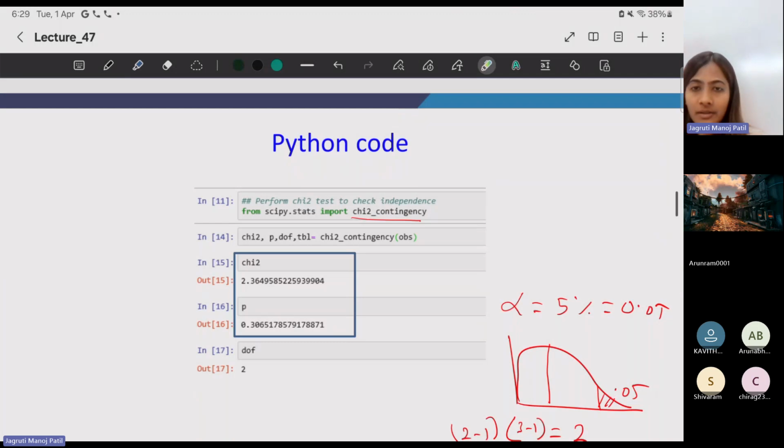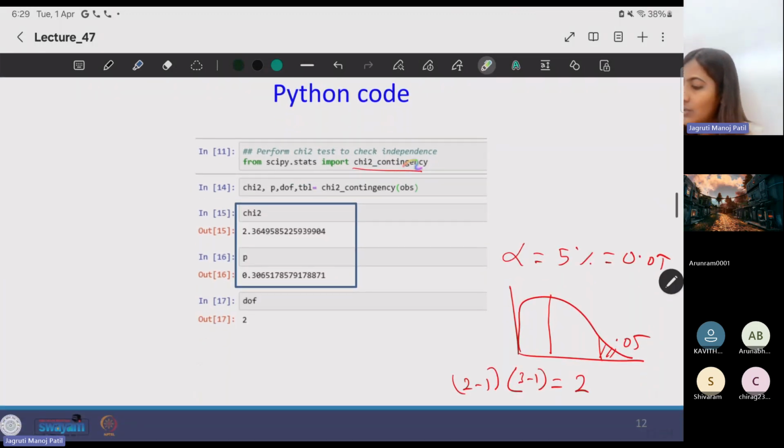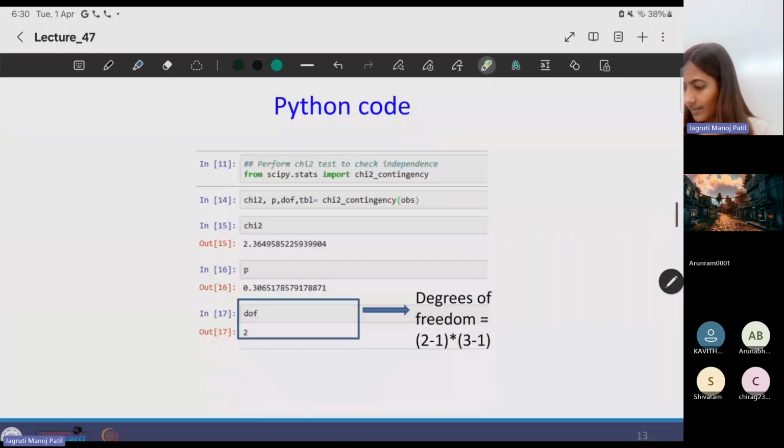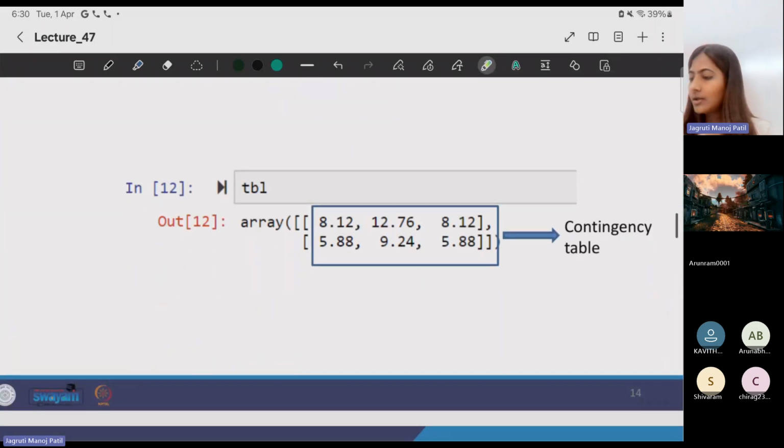If you want to do everything using Python, directly import chi-square contingency. You directly give it all of the observed values that you have computed. It's much easier than doing your frequency measurements. You put in the data and you'll get the probability. Probability is 0.3, degree of freedom is 2. You show the output, the table of it. This is your frequency table, or the contingency table that you make.